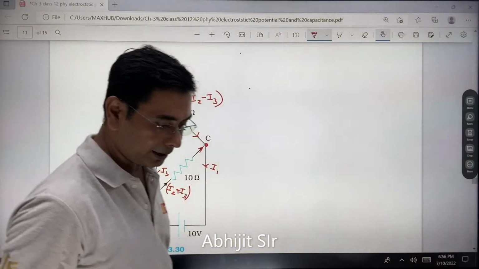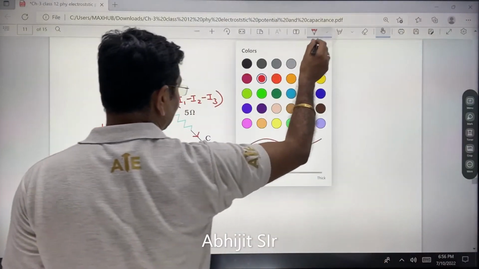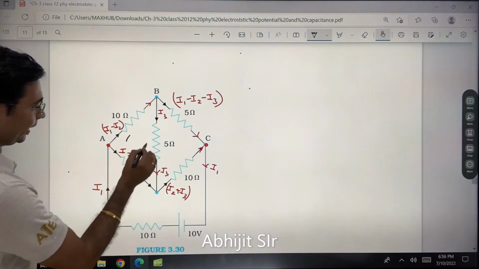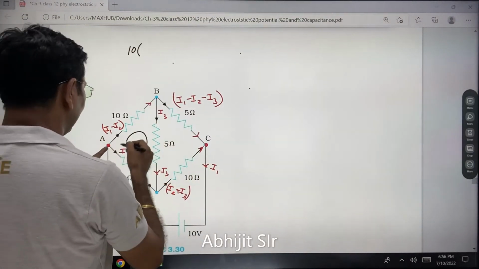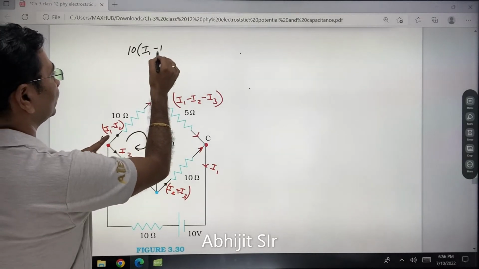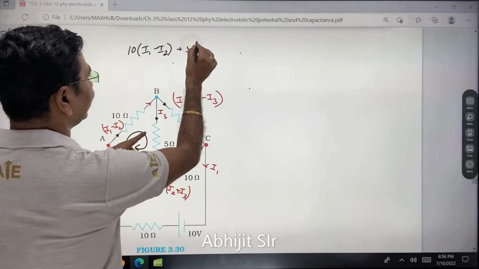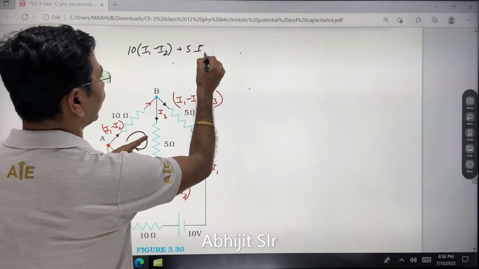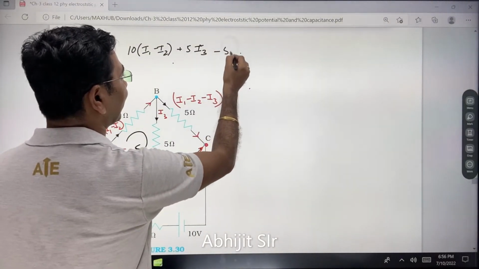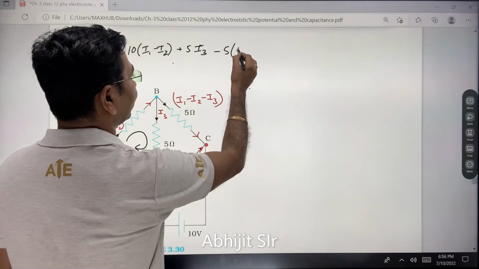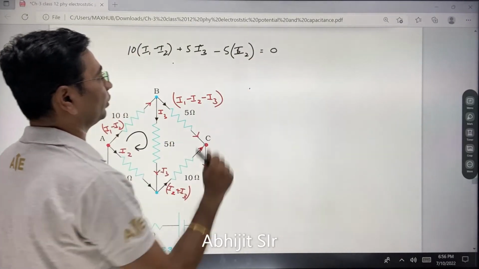Then you can take the loop, whatever direction you wish. Let me write down the equation. Suppose I take this one, so I am going to write 10 into the current, that is I1 minus I2, then I will come across this 5 into I3, and then we have got minus 5 into I2, and that will be equal to 0. So the loop is over.